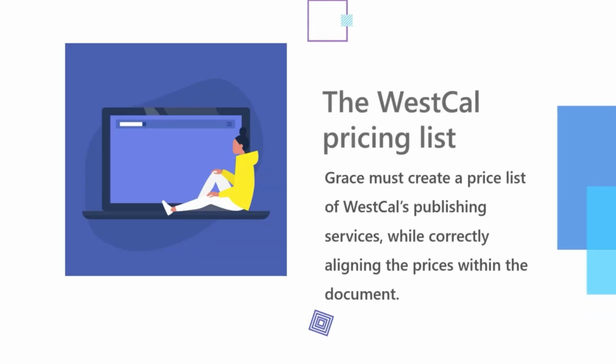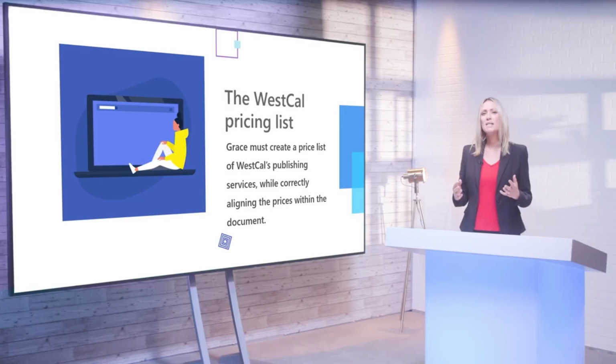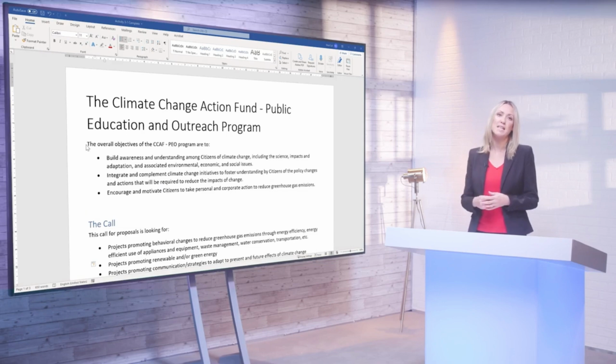Westcal Publishing is preparing to distribute a list of printing services they provide to students. Grace is using Word to create the list of these services, along with their respective prices. She must list the printing services while making sure that the prices are aligned to the decimal point. The Decimal tab feature in Microsoft Word is the perfect tool for this task.